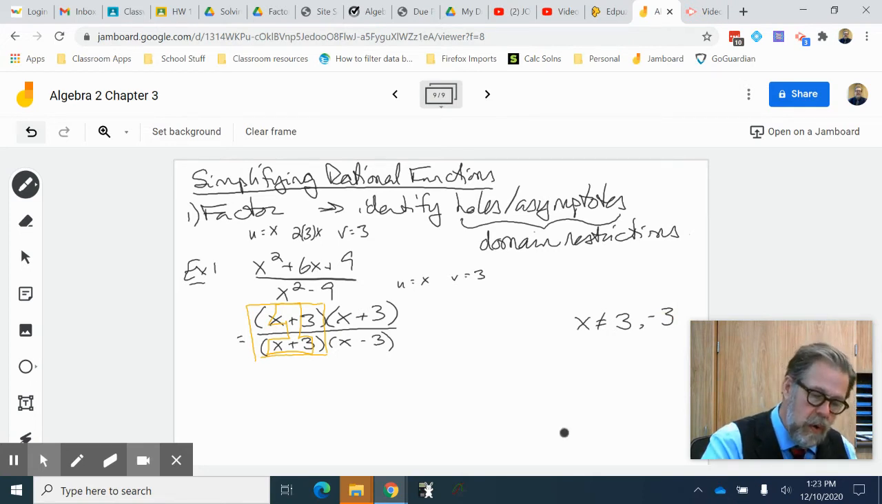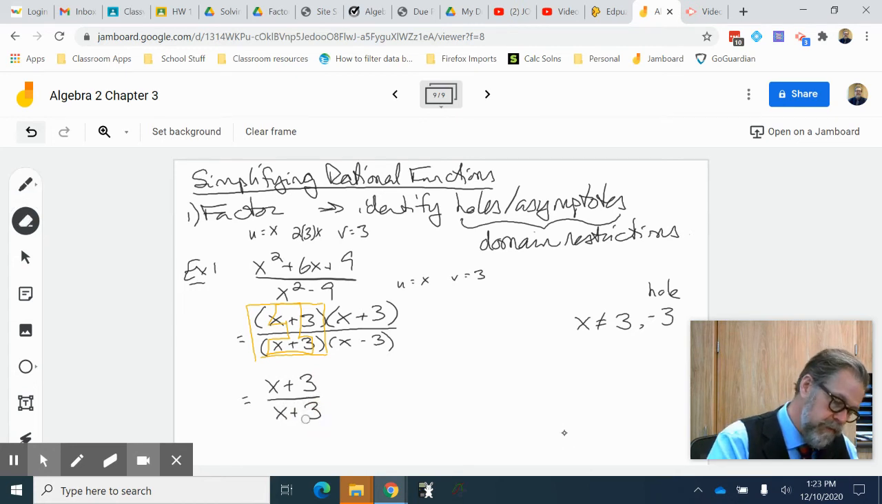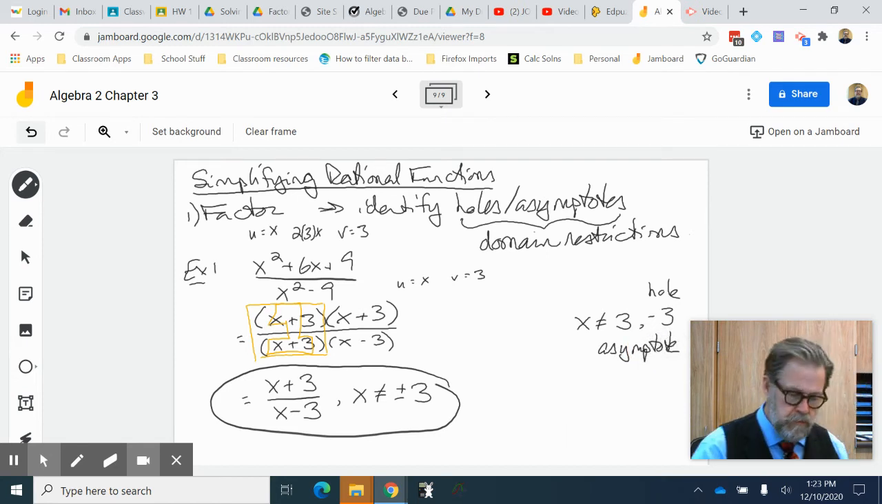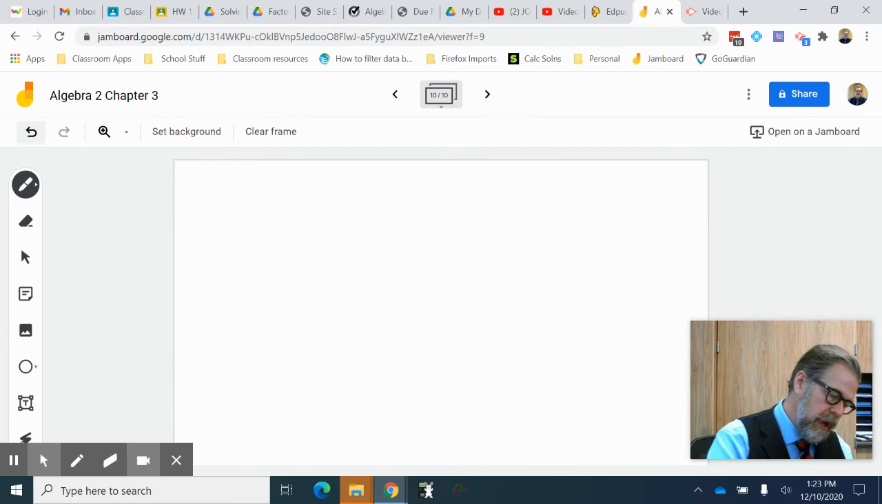I have a hole at negative 3, and what I discover is that, in fact, this simplifies to x plus 3 over x minus 3, so long as x is not equal to plus or minus 3. That's my simplification, and I've got a hole there at negative 3, and I've got an asymptote at x equals positive 3. All right, let's do another example.